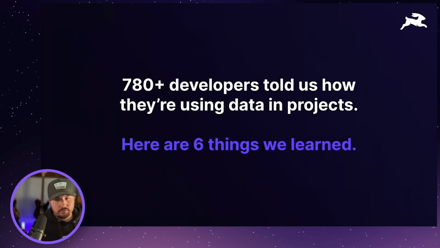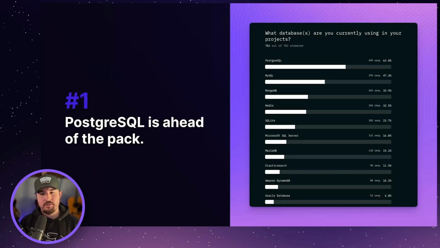That tells us that data isn't dull. It's just nobody's talking about it in the right way. We're going to make data exciting again. Here are the 6 things that we learned that we thought were really interesting, and 2 of these actually really shocked us when we found out. Number 1 is that Postgres leads the pack. It is the choice of over 63% of the developers we surveyed that they're using in their projects currently.